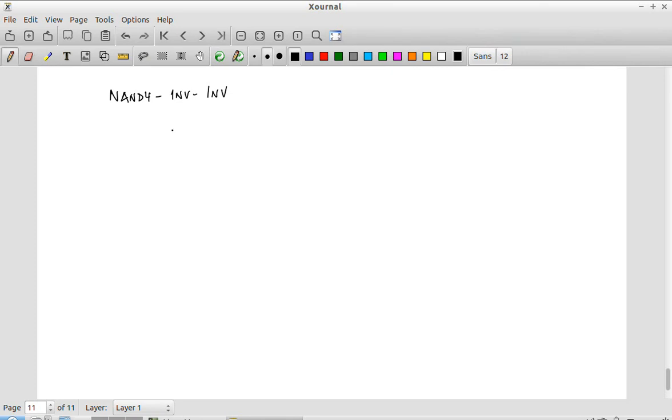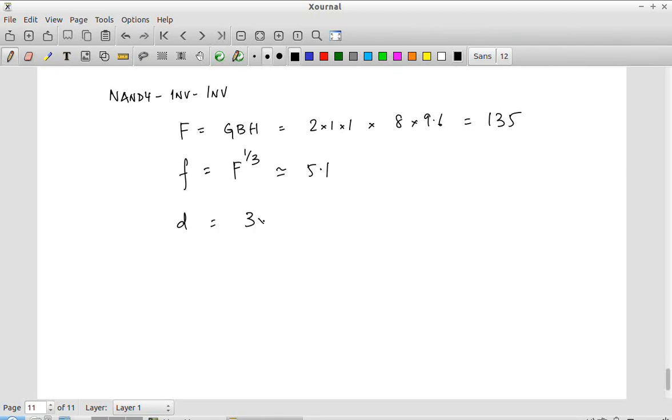What kind of difference does it make? S remains the same as before. Small s becomes capital S to the power of 1 by 3 instead of 1 by 2. This is approximately 5.1 or so. Delay is going to be given by 3 into s plus sigma p. It's going to be given by 15.3 plus 3 plus 1 plus 1 is equal to 20.3.